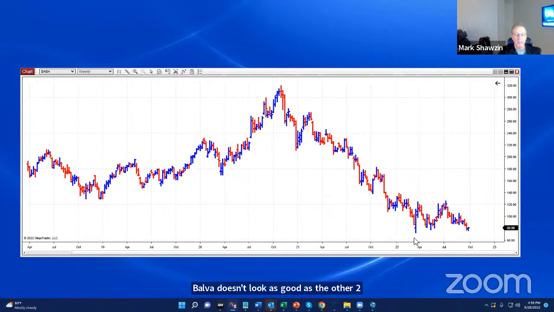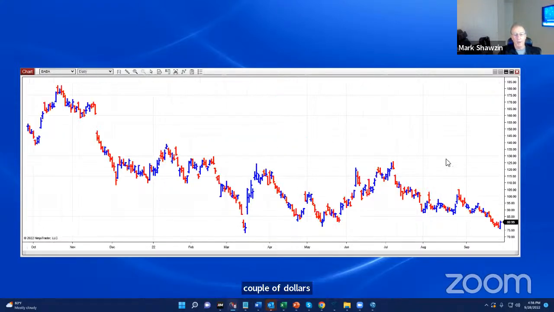But we're at this huge support area. And again, I think the risk reward is worth doing. But the nice thing is, if I'm wrong, I'm going to risk a couple of dollars. If this thing doesn't follow through tomorrow, I'm gone.